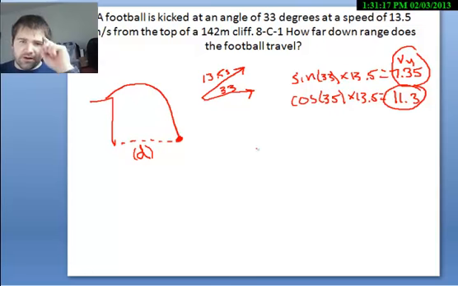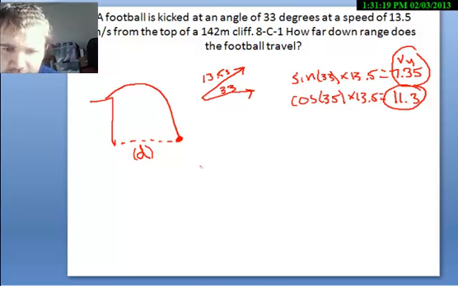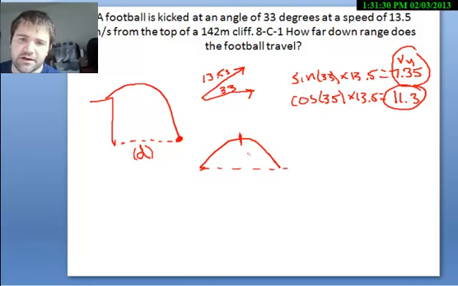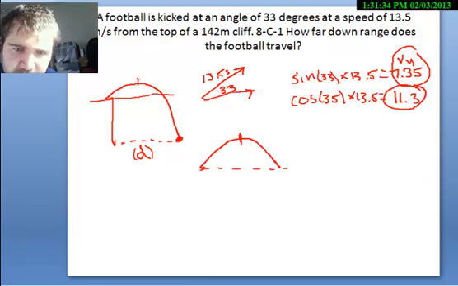Okay, but now I can't use this. Last time we had a projectile that landed at the same height, and so we said that if we find the time it takes to get to the peak, then we just multiply that by 2, and we'll find out how much time it's in the air. But that doesn't work up here because it doesn't land at the same height. If we just multiplied this by 2, it would still have a lot longer to fall.